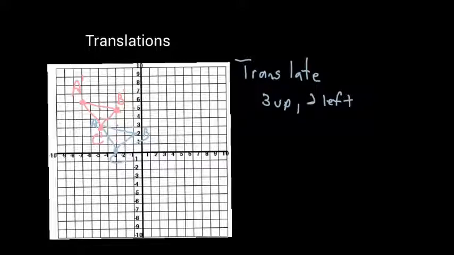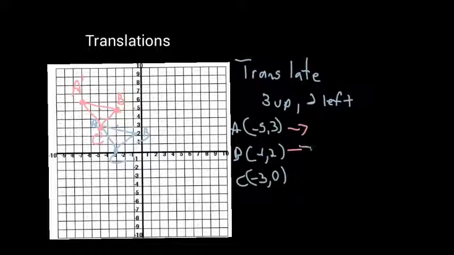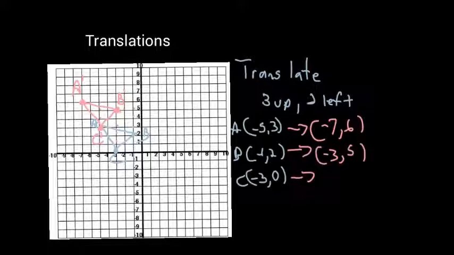So originally A was at negative 5, 3. B was at negative 1, 2. And C was at negative 3, 0. And then I translated these to now A is at negative 7, 6. B is at negative 3, 5. And C is at negative 5, 3.